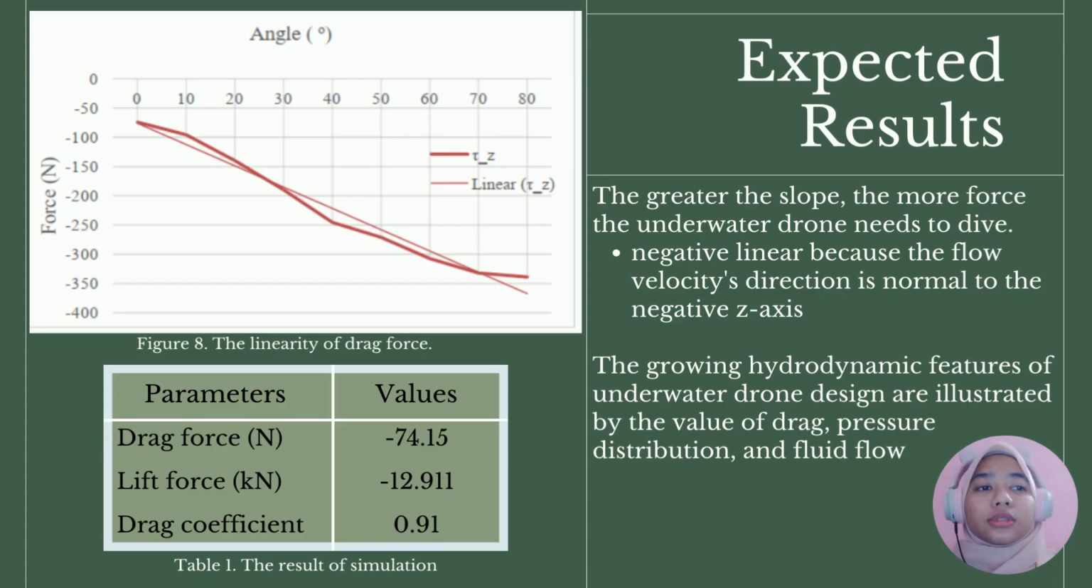Figure 8 shows the linearity of the drag force value, where the greater the slope, the more force the underwater drone needs to dive. The graph shows a negative linear trend because the flow velocity direction is normal to the negative z-axis, hence the flow velocity direction is positive.